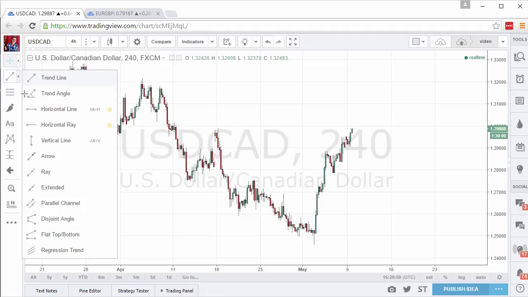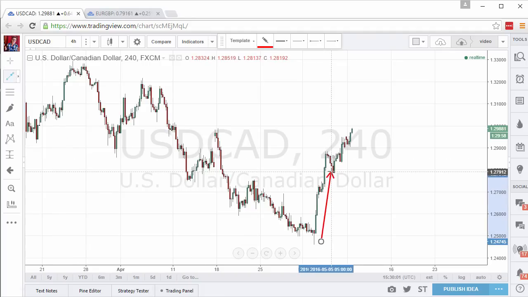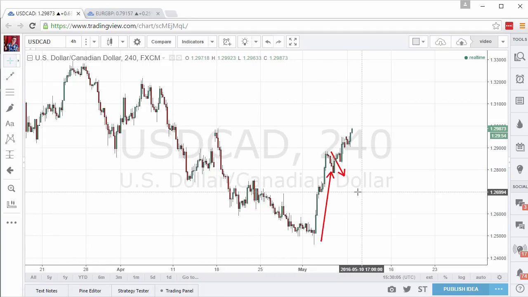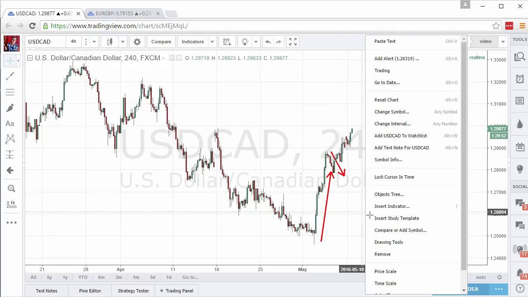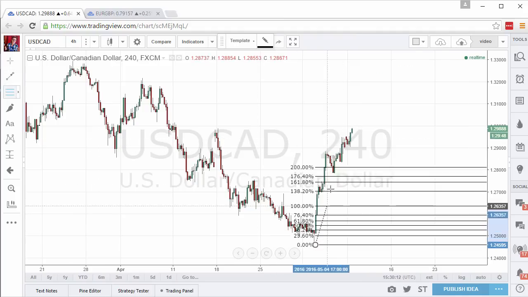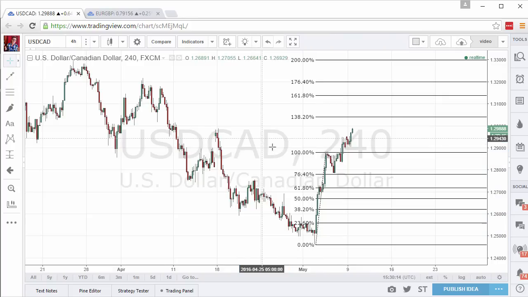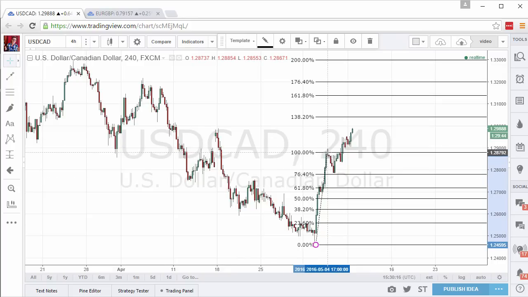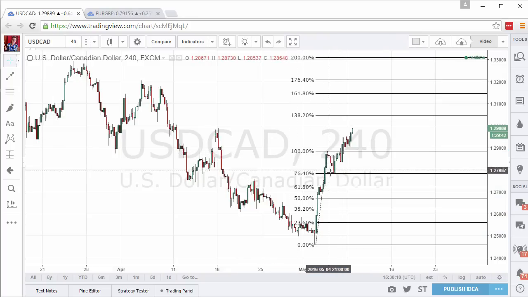Here's another live example, the US dollar Canadian 4-hour chart. We also see this very nice A to B move. Then we had this retracement here recently, and now we've been moving up. So let's again take our Fibonacci tool. Here's the swing low, then here we have the swing high. If we are very accurate, then we'll see that this snaps very precisely to 76.4.